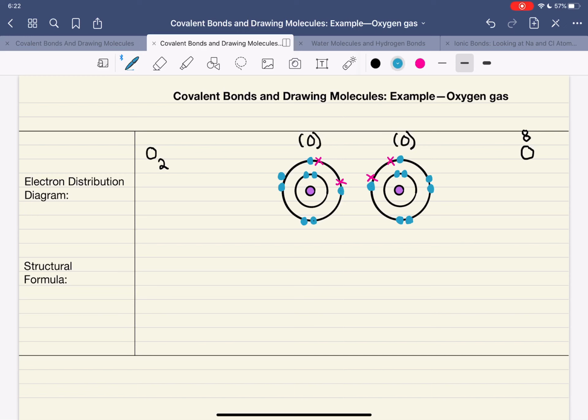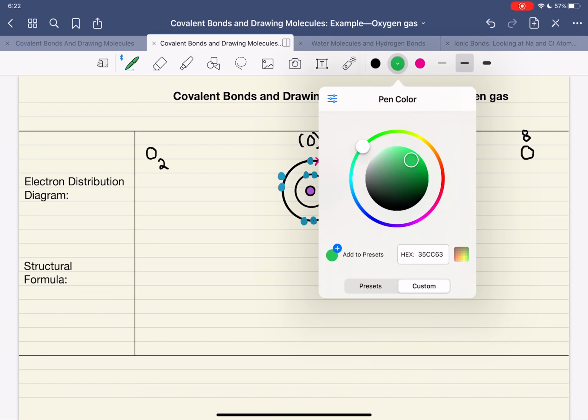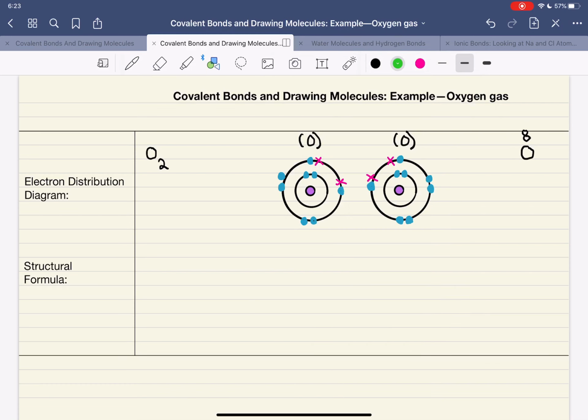So the last thing I'm going to do is show that they're going to come close to one another, and they're actually going to do just that. They're going to share. That's okay if it's a box. I was going for a circle, but there we go. The rectangle and the oval represent the 2 shared pairs of electrons.